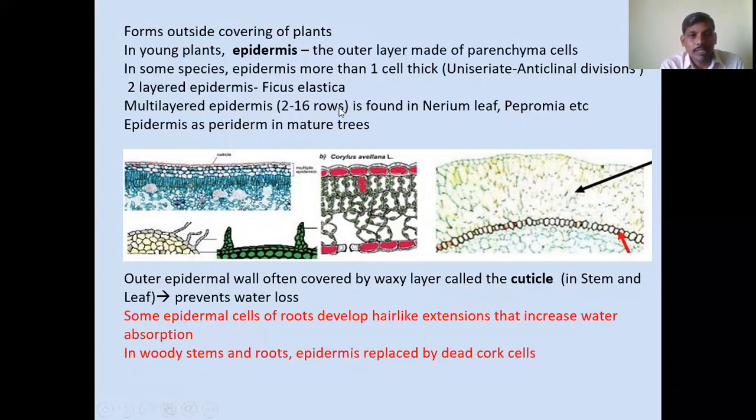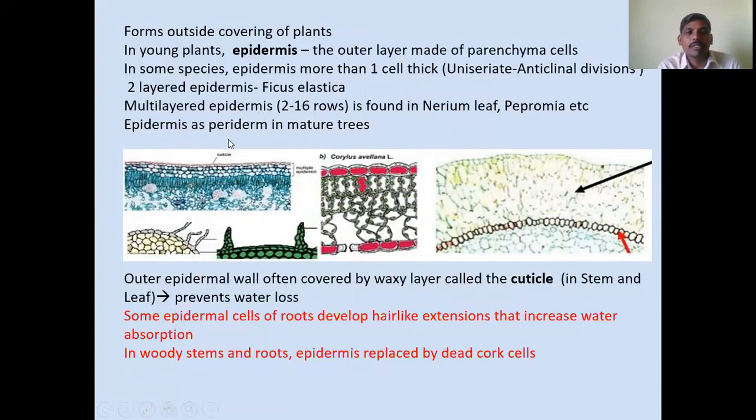But a few exceptions are there. A two-layer epidermis is also present in Ficus elastica. In some plants, a multi-layered epidermis is also present. This multi-layered epidermis consists of 2 to 16 rows of cells, which is present in Nerium leaf or Peperomia. Because in this epidermis, both types of divisions take place, that is periclinal as well as anticlinal divisions. That's why the row number also increases. In woody trees, due to secondary growth, the epidermis is lost.